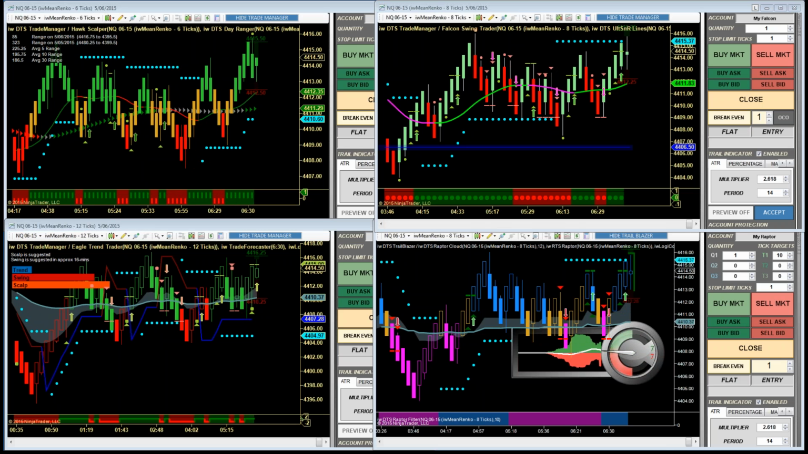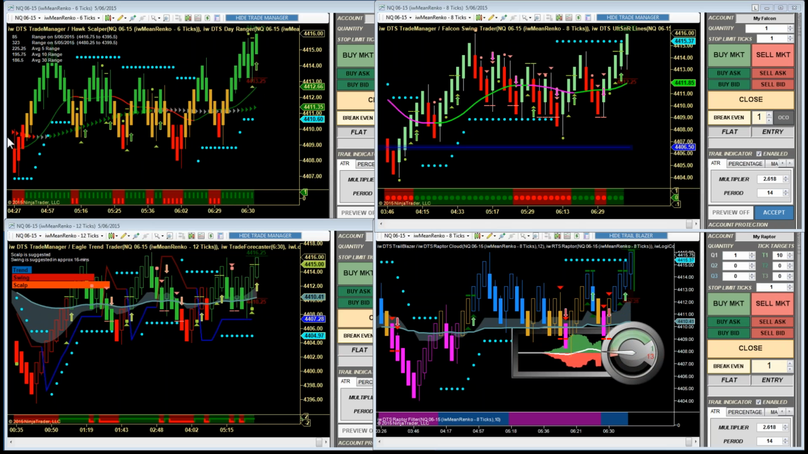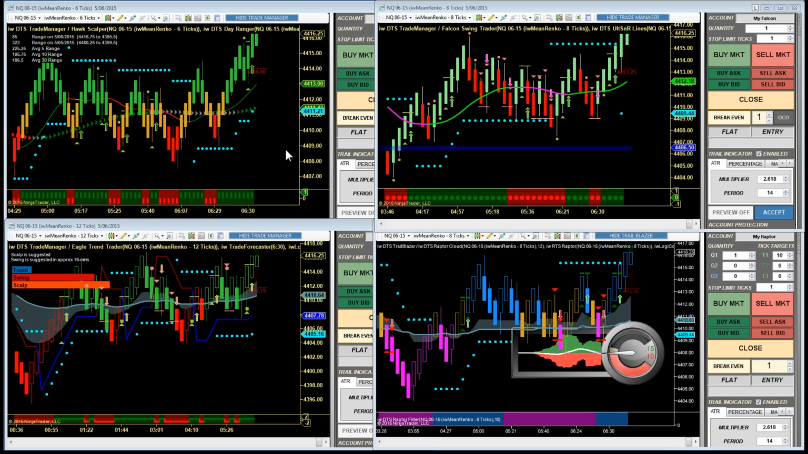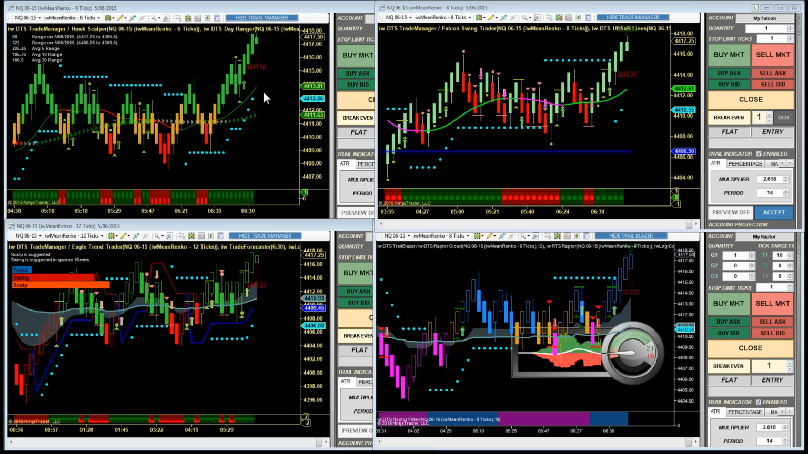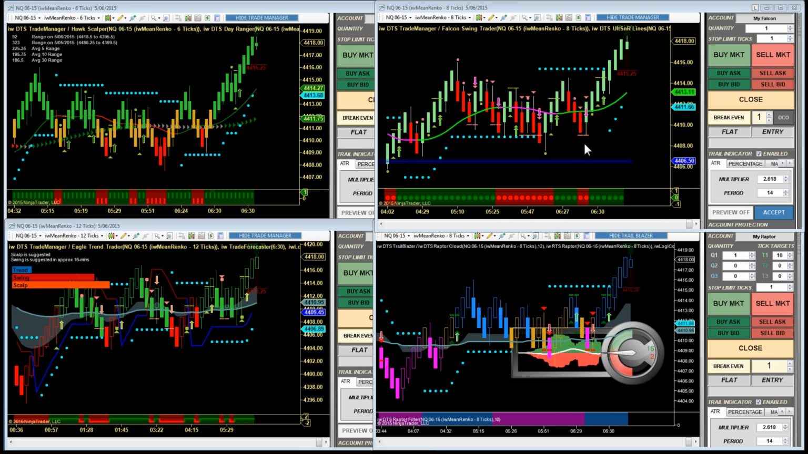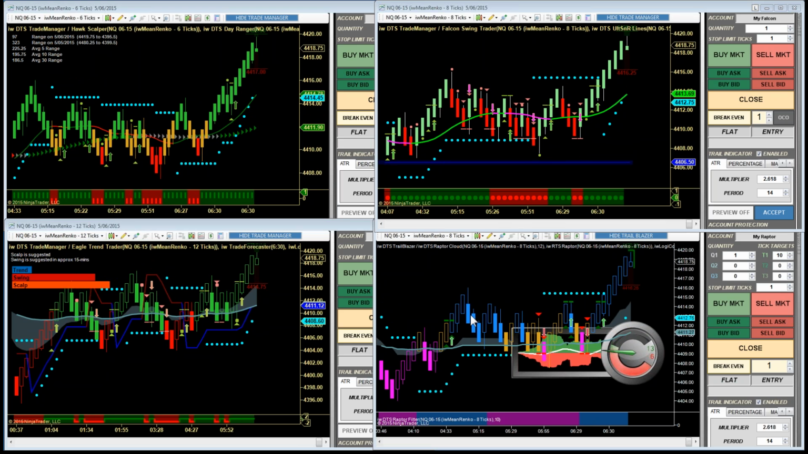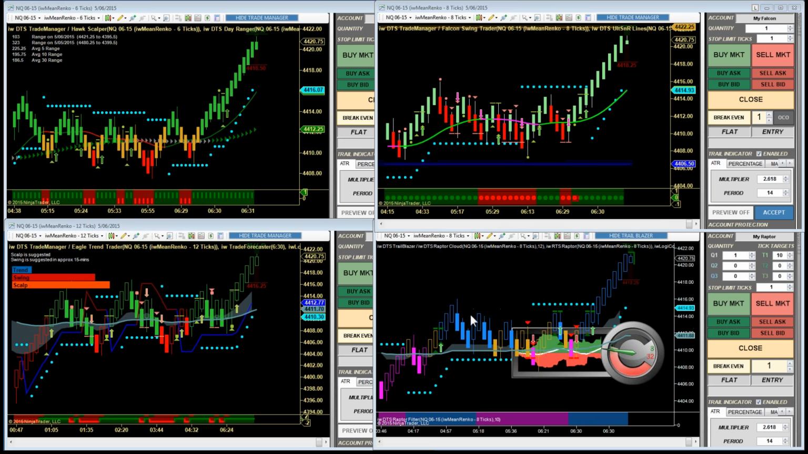The market's just opened. What you're looking at here, for those of you new to the trading room, is the diversified trading system. And it's diversified because we're looking at the market from three different points of view. Here in the top left corner, we have the Hawk Scalper. Top right is the Falcon Swing Trader. Bottom left is the Eagle Trend Trader. And bottom right is the latest tool. It's the Raptor. The Raptor combines elements of all three birds into one.